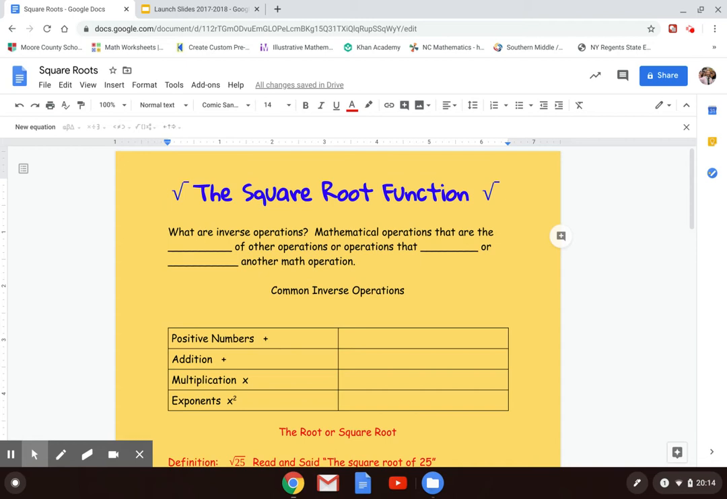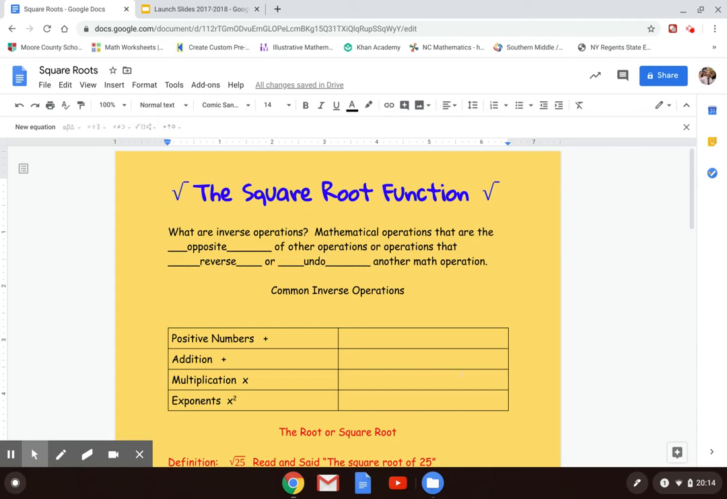So let's start off with defining what inverse operations are. Inverse operations are mathematical operations that are the opposite of other operations, or operations that reverse or undo another math operation. So that's what an inverse operation is.